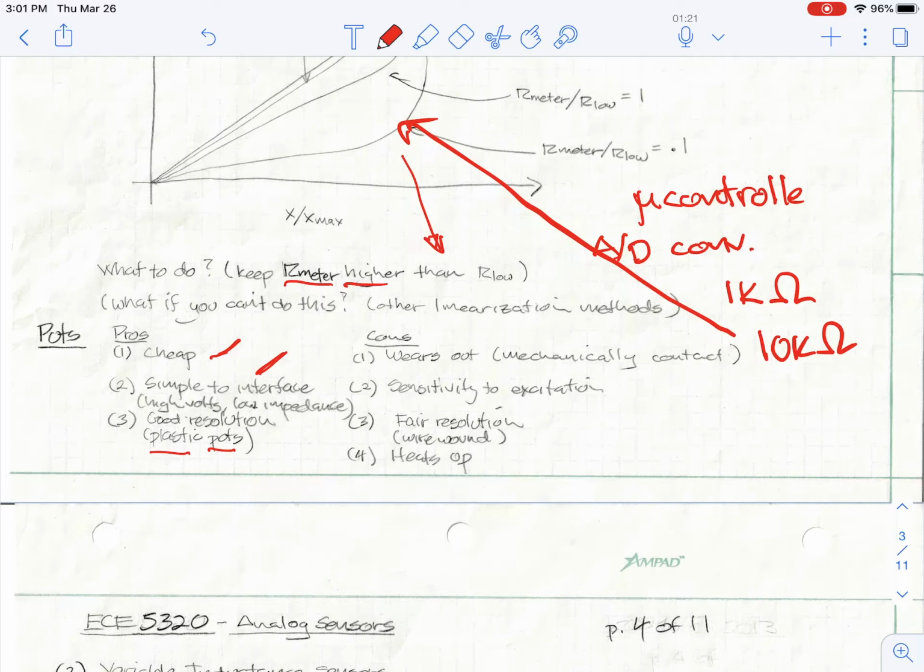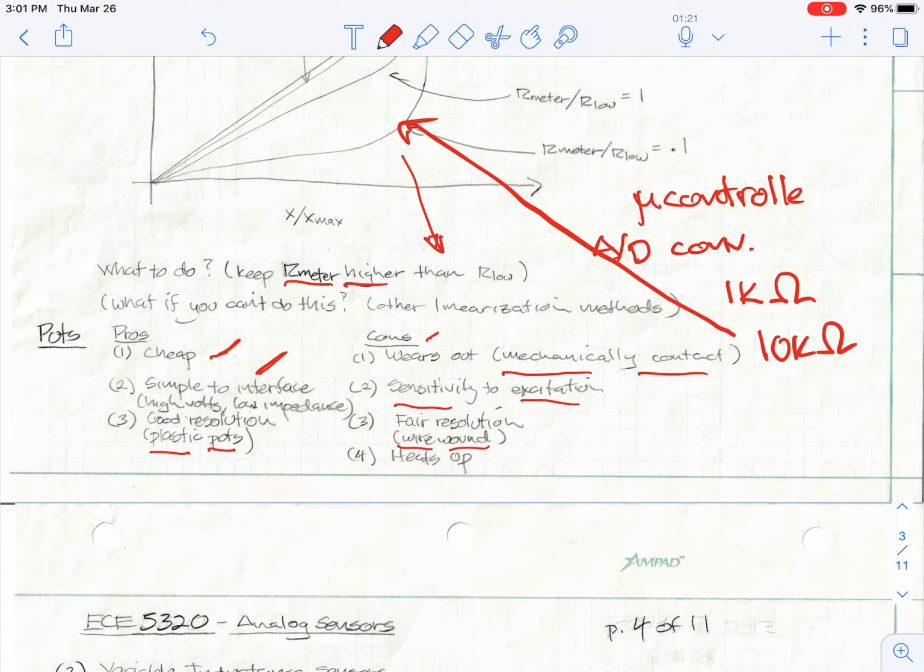Now, the cons of potentiometers: it's a mechanical contact. They are rubbing, and so they will eventually wear out. And in particular, they're going to wear out if they're moving really fast. It's a bearing surface, and it just will wear out. They're sensitive to excitation, as we talked about.